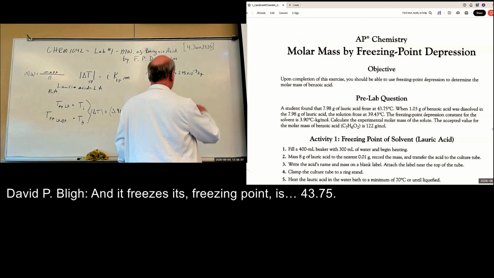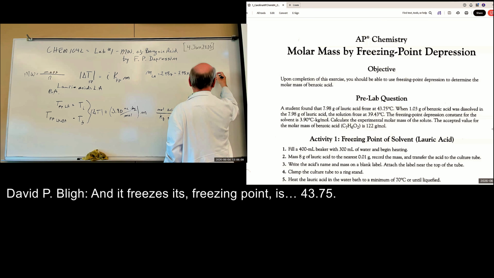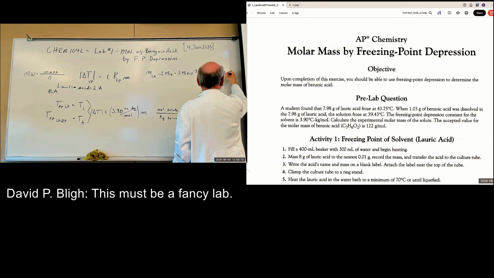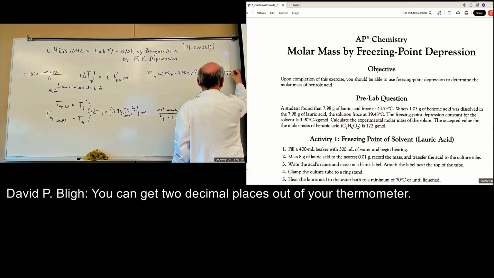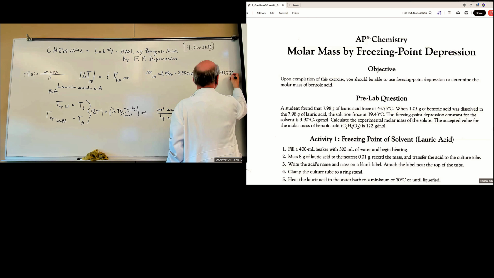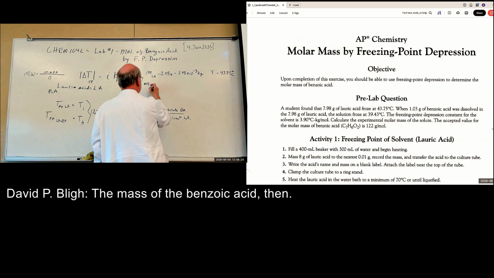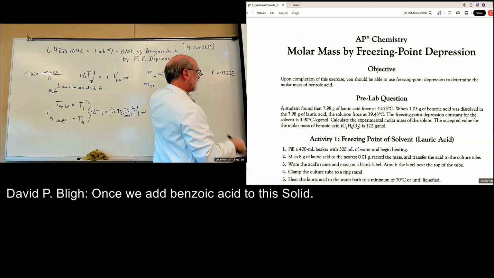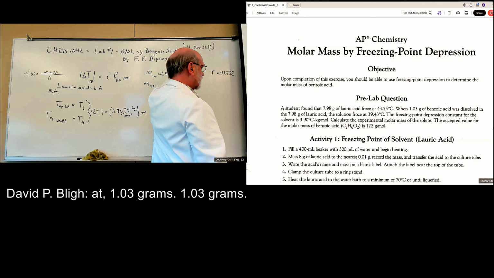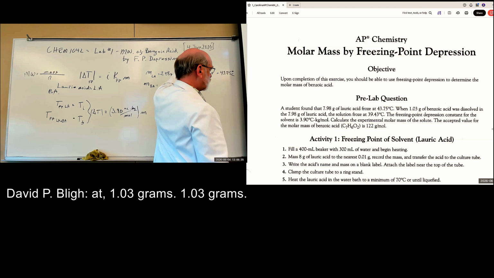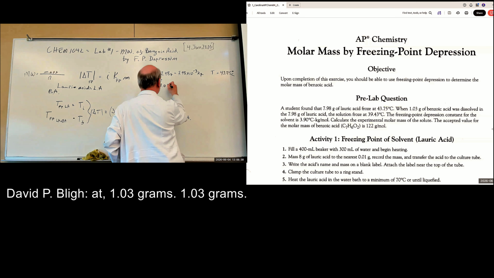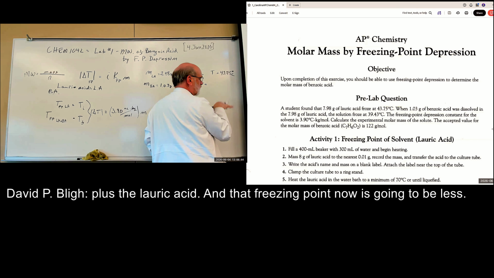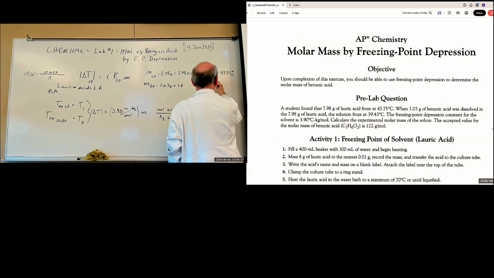And it freezes, its freezing point is 43.75. This must be a fancy lab. You can get 2 decimal places out of your thermometer. The mass of the benzoic acid then, once we add benzoic acid to this solvent, is 1.03 grams, plus the lauric acid. And that freezing point now is going to be less, at 39.43.